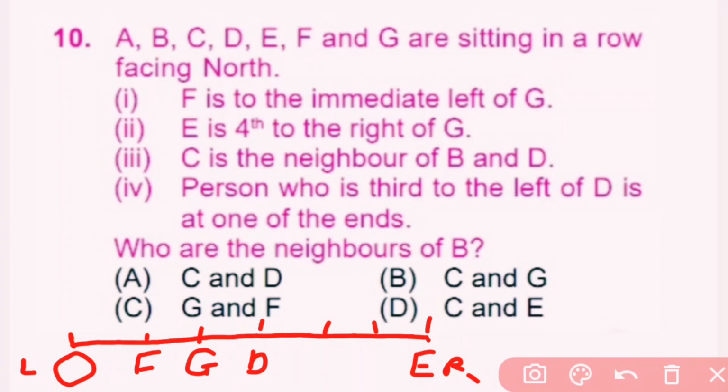And C is the neighbor of B and D. C will come here and B will come here. And remaining A will come at this end. Question is, who are the neighbors of B? So here C and E are the neighbors of B. So D is correct answer.